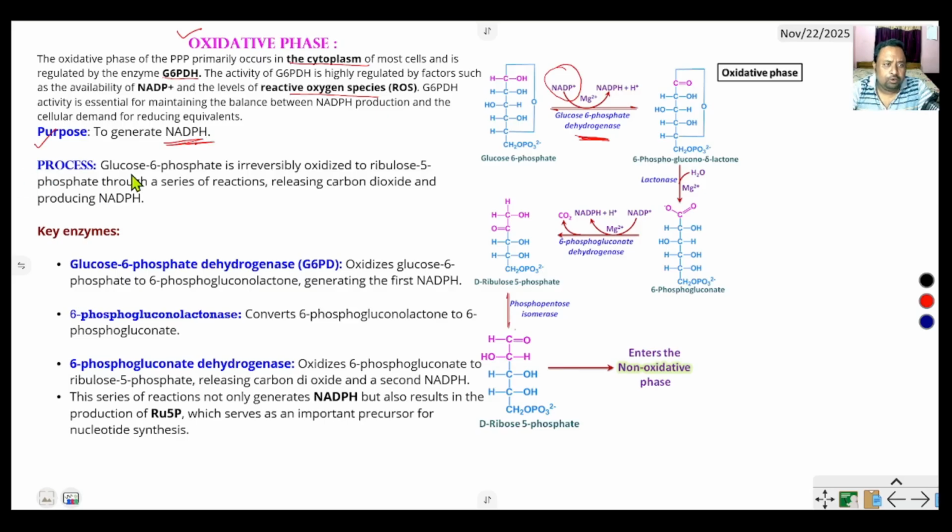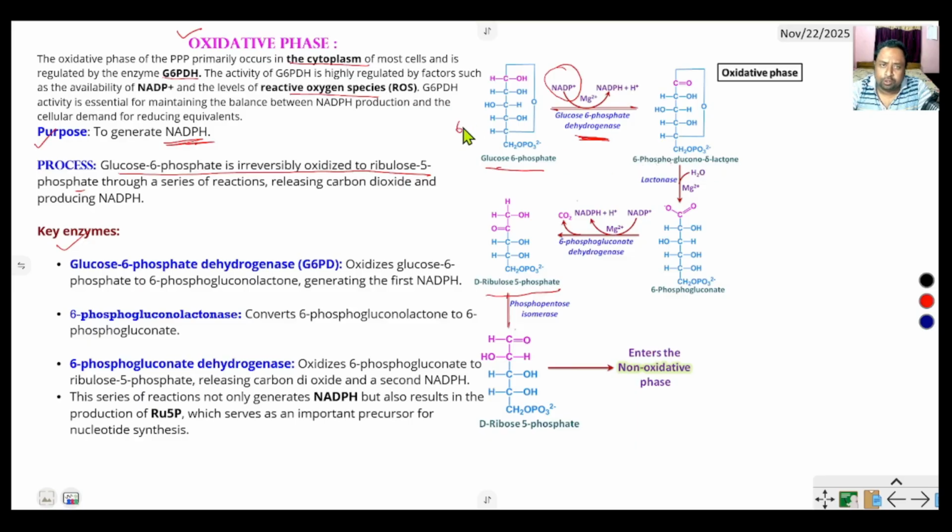The process key: glucose 6-phosphate is irreversibly oxidized to ribulose 5-phosphate. The purpose of this process, where glucose 6-phosphate is converted to ribulose 5-phosphate, is to generate NADPH plus H plus. The key enzyme, the first enzyme, is glucose 6-phosphate dehydrogenase, that oxidizes glucose 6-phosphate, that is an aldose sugar, into the ketose sugar, that is 6-phosphogluconolactone.